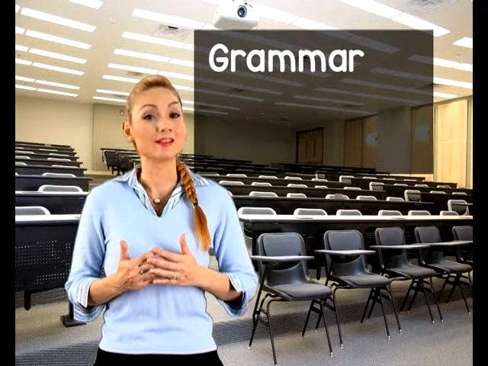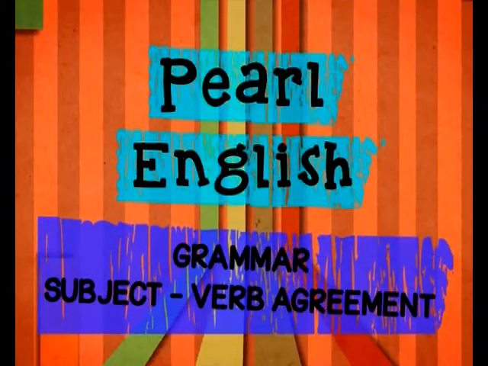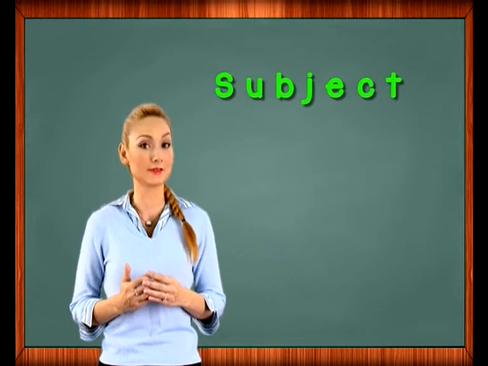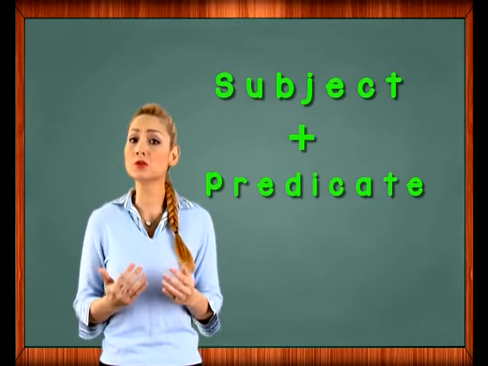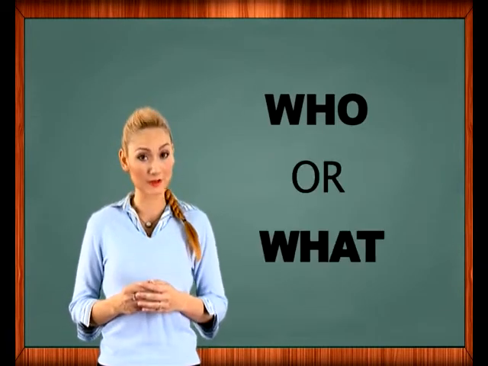It's grammar as usual, and today we'll look at how the subject agrees with the verb in sentences. The subject refers to one of two main parts of a sentence. We call the other part the predicate. It is usually placed before the predicate to tell us who or what performs the action.